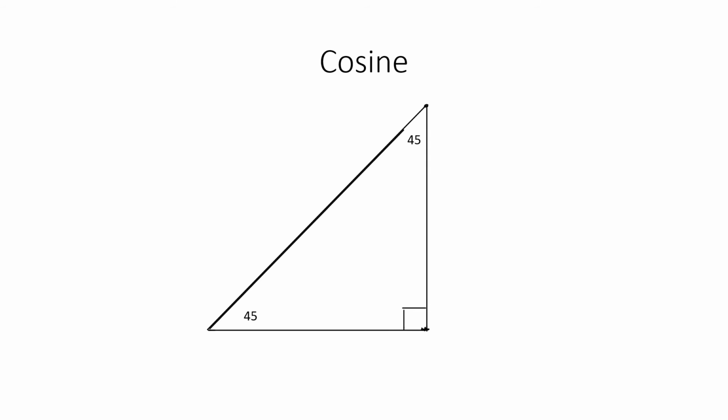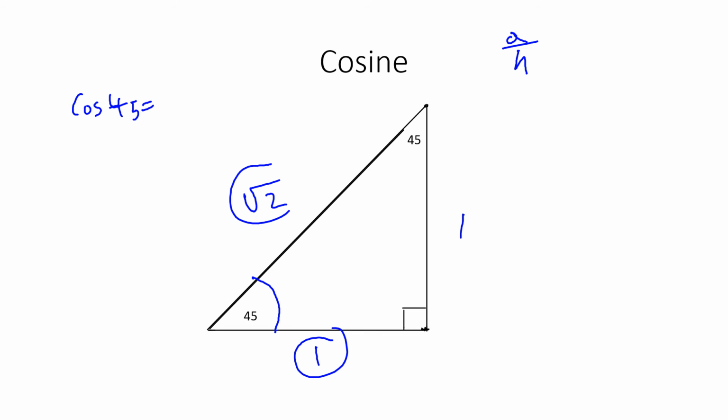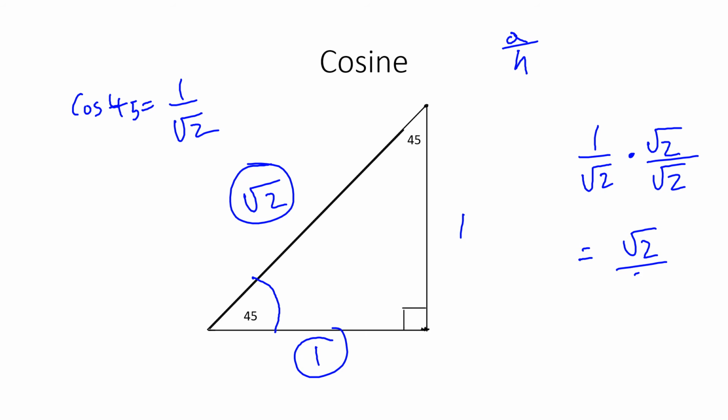We can similarly find the cosine of 45 degrees. So again, 1, 1, square root of 2. So for 45 degrees, the cosine is adjacent over hypotenuse. So that would be 1 over square root of 2. And do you remember how we rationalize this? Remember that we had to multiply by whatever square root we already had. So if we multiply by square root of 2 over square root of 2, then our final answer is just going to be square root of 2 over 2. So cosine of 45 can also be written as square root of 2 over 2.